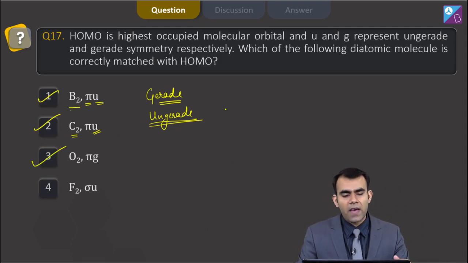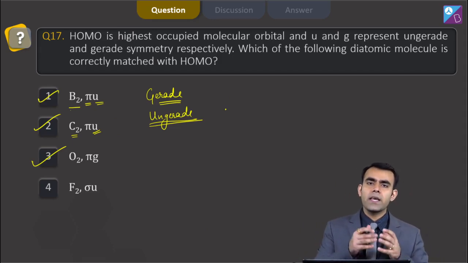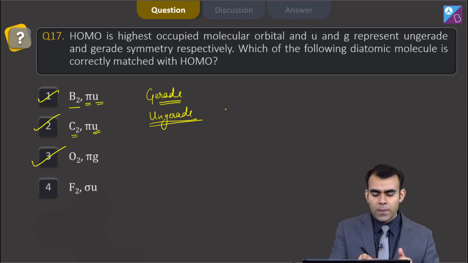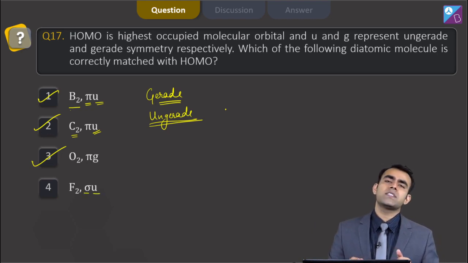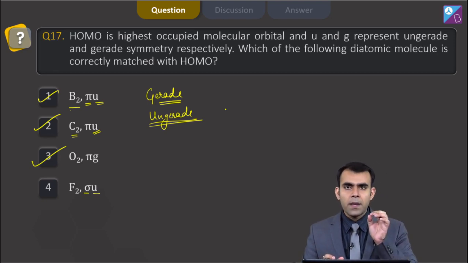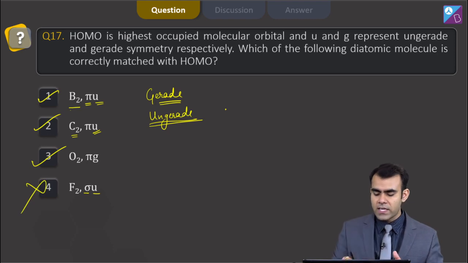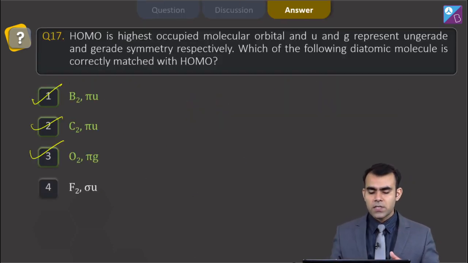And in case of F2, you can see that F2 basically contains 2 electrons in this pi antibonding molecular orbital. So here we have sigma and ungerade. No, this is incorrect, because here also HOMO is my pi antibonding molecular orbital, just like O2. So this is incorrect. So answer of my question is 1, 2 and 3.